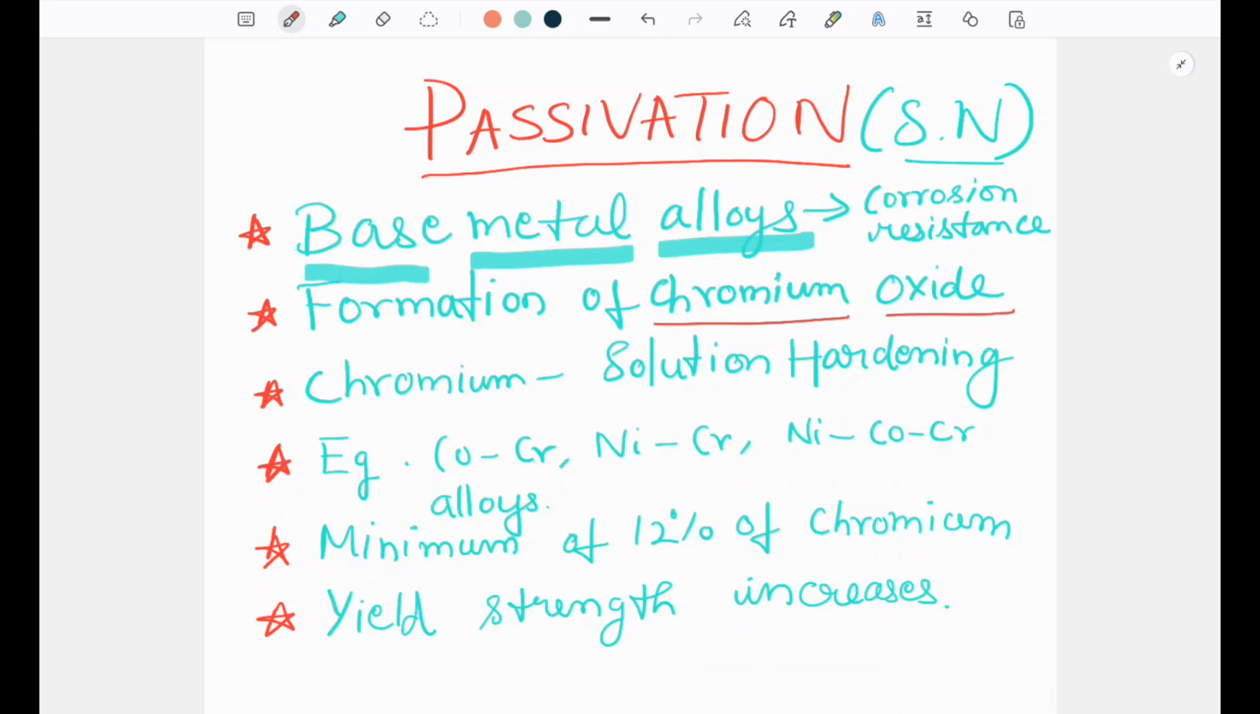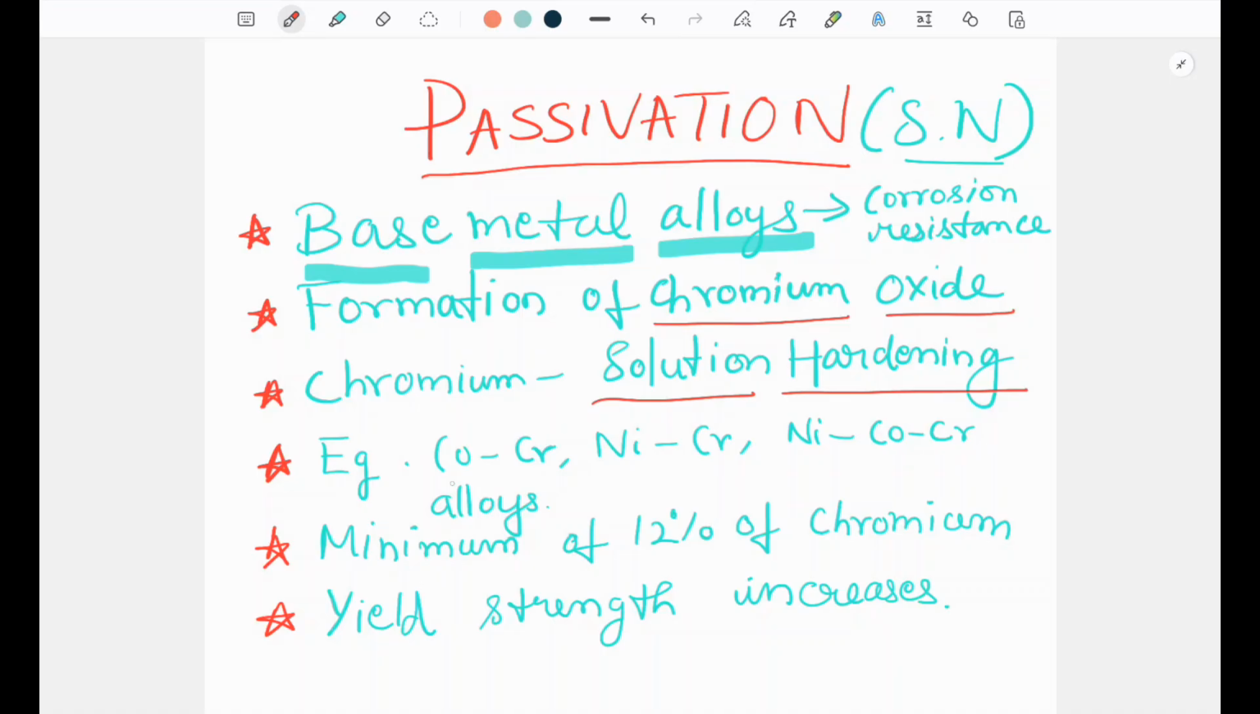And then you can see there is another point, that is solution hardening. Solution hardening is an added point of chromium. So along with passivation, it also helps in solution hardening. When the alloy is formed initially, an alloy is basically a mixture of metals. In the liquid state, the metals are mixed to form the alloy. At that time, when chromium is added, it hardens the solution. So it plays a very important role.